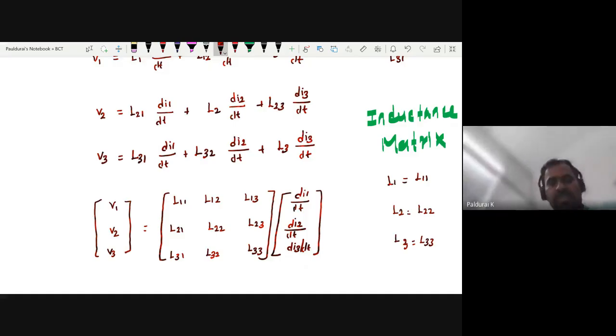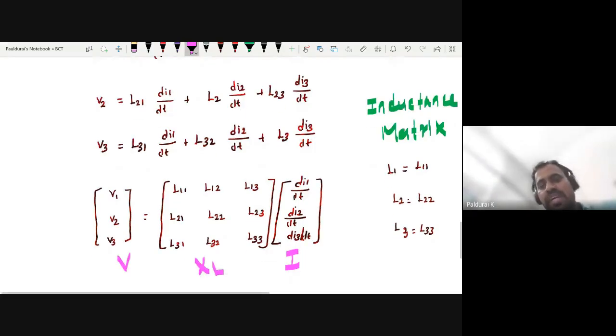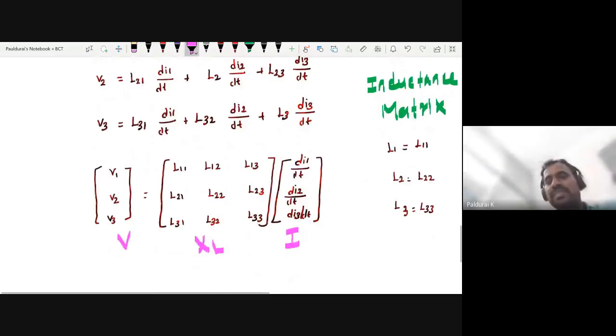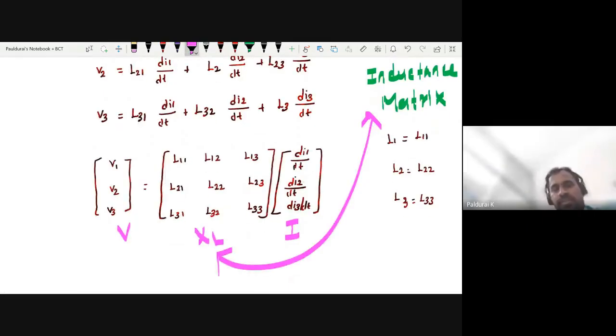Got it? This is your V, Ohm's law, right? V equal to I times R. Here R is nothing but reactance, XL. Okay. So this is your inductance matrix. Can you solve one problem? Then you can understand in a better way.